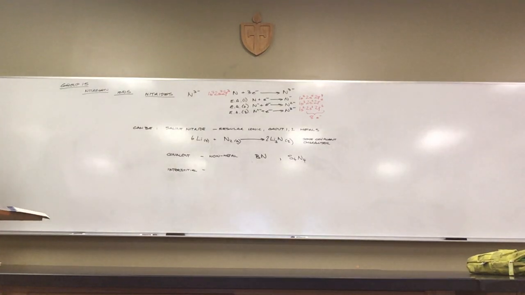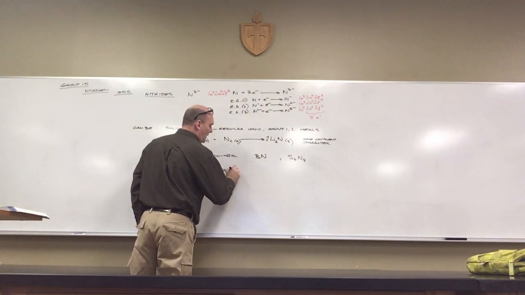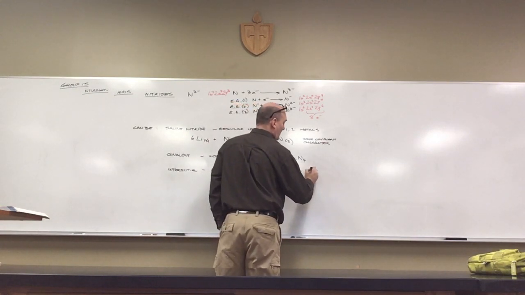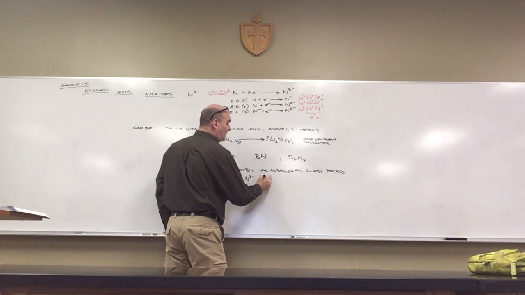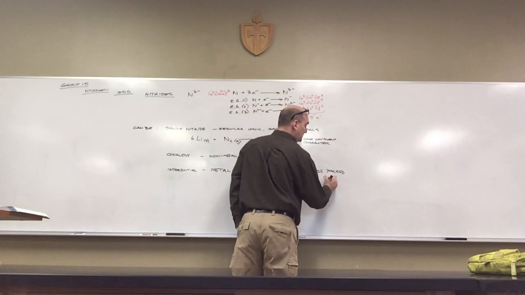You know what interstitial means? We've said it a couple of times. What are interstices? You have the gaps, an interstitial site, or interstices, are the gaps. So we're going to have a metal that could be cubic or hexagonal close packed. And then the N3 minus sits in the interstices, gaps.